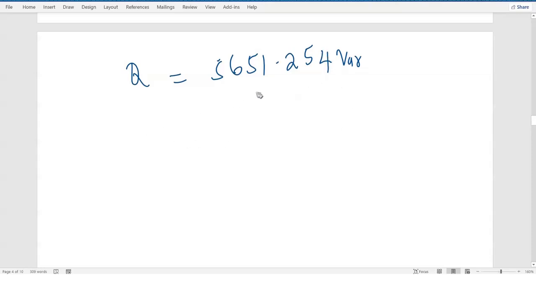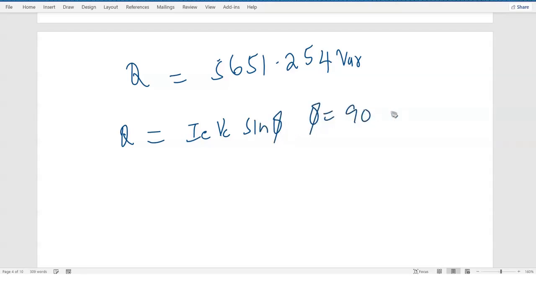I can choose to directly relate this with the current through the capacitor. If I have this Q, I can as well say this is the same as having Ic, the current across just one capacitor, multiplied by Vc times sine phi. But phi is equal to 90 degrees for a capacitor.